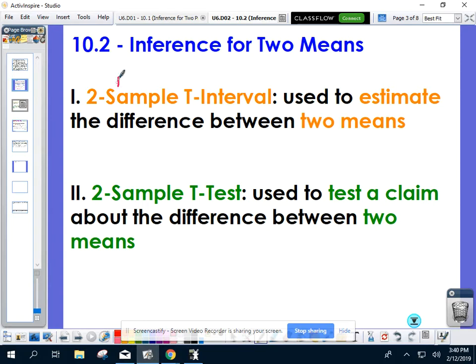So that is a really important first step. So I'll write that at the top. And then we will move on to an example. But just a quick reminder, we use intervals to estimate and we use tests to test claims. And so we're only going to stick with t for means at this point, so you won't have to be confused anymore about when to use z and when to use t. For this unit, we will use z for proportions and t for means.